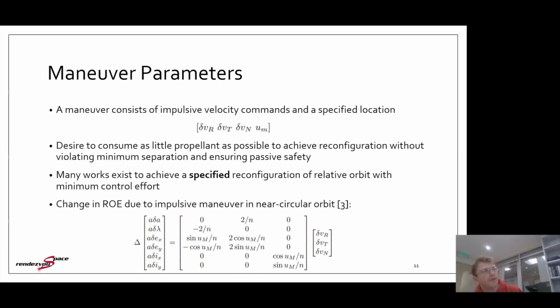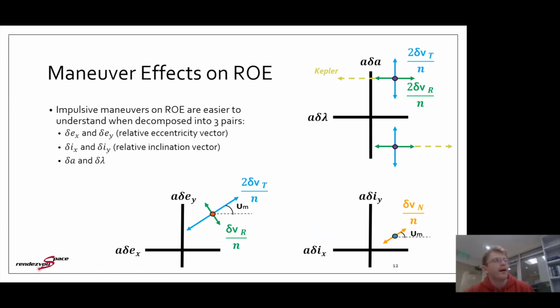But this problem has a little more at play because we're not looking to achieve a specific orbit, we're looking to achieve a range of orbits which provide passive safety. That's separation in the RN plane and a drift over time in the along track direction. We can map the impulsive velocity components to changes in the relative orbit elements using linearized Gauss variational equations, which I'm showing here. I'll show you how those actually affect the relative orbit elements.